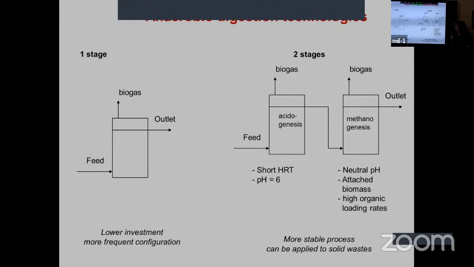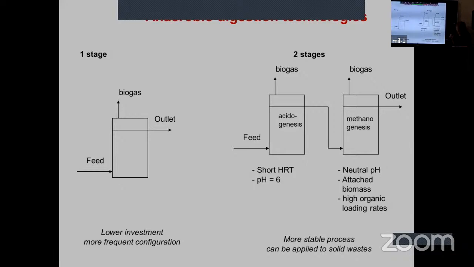Thank you. So for the two-stage reactor, you will separate the first step of anaerobic digestion and the methanogenesis. In this case, you can have some acidic pH in the first stage, which is better for hydrolysis, and neutral pH in the second stage. And also, as the reaction is faster, you will have a shorter hydraulic retention time in the first stage.